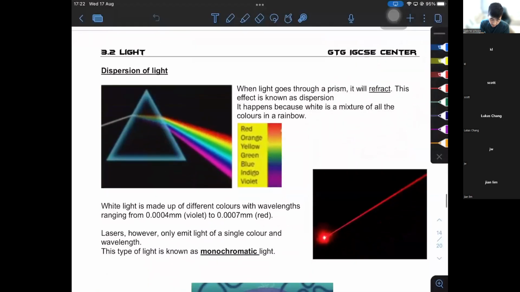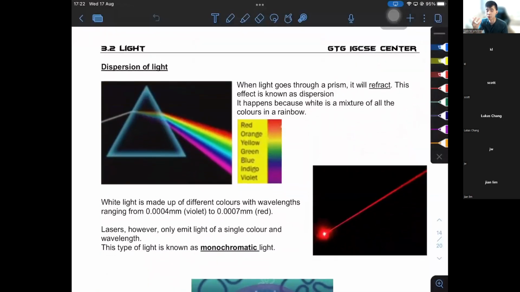Okay, so basically dispersion of light is the separation of white light into 7 different colors. Usually dispersion is very commonly seen when rainbows are formed after the rainfall. What's actually happening is the water droplets in the air will act as a prism, which will have white light, which is usually the sun shining through. As soon as the white light shines through this prism, refraction actually occurs.